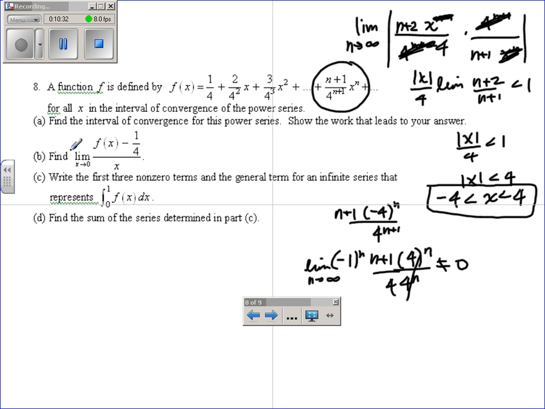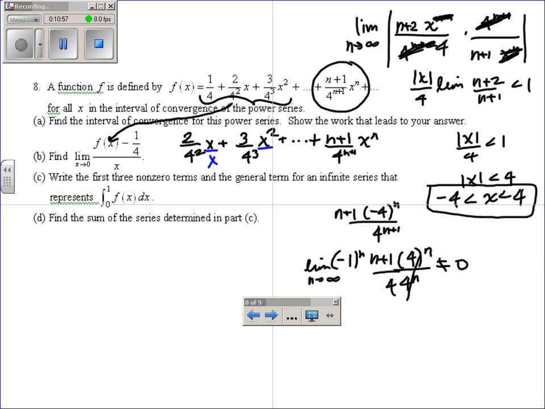Then it says find the limit as x goes to 0 of f of x minus 1/4. So use this and substitute it in here. So what's going to happen to the 1/4 is it's going to disappear, and so you're going to be left with 2 over 4 squared x plus 3 over 4 cubed x squared plus n plus 1 over 4 to the n plus 1 x to the n, all divided by x. And so if you divide by x, divide by x, divide by x, looking at this term right here, everything's going to have an x in it, and the x is going to 0, okay?